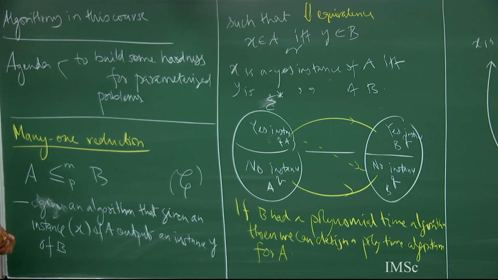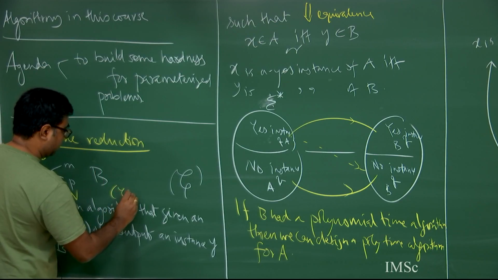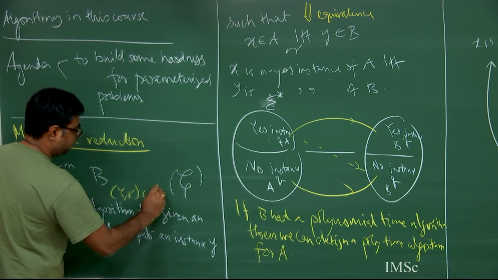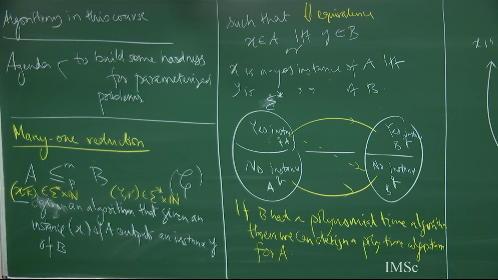What is this instance of A? It's going to be a tuple (x, k), which is an element of Sigma star cross natural numbers, and B is also going to be some (y, k prime), an element of Sigma star cross natural numbers, right? Now we have to ask ourselves, what are we trying to achieve?